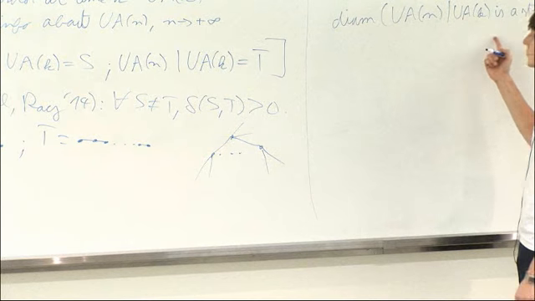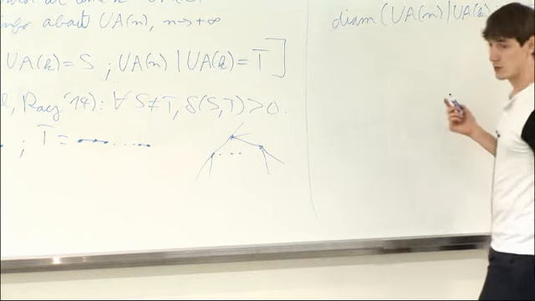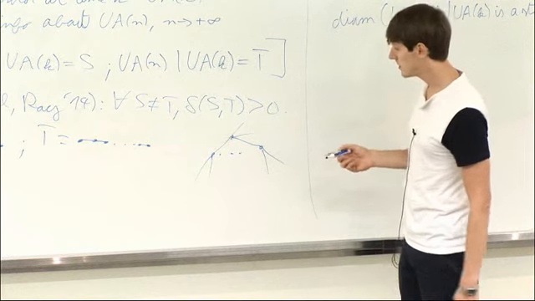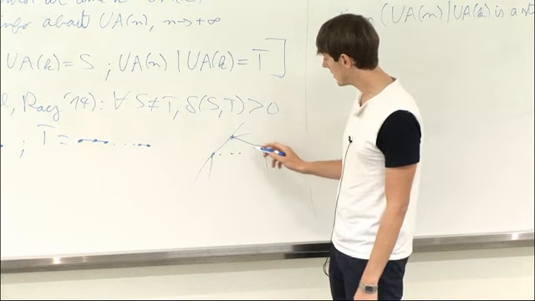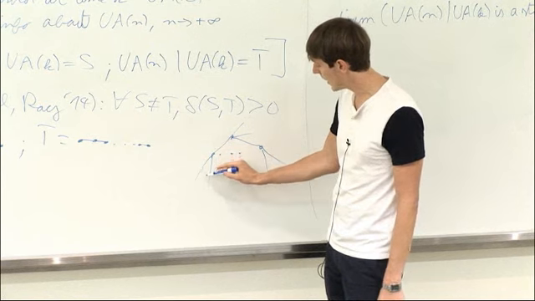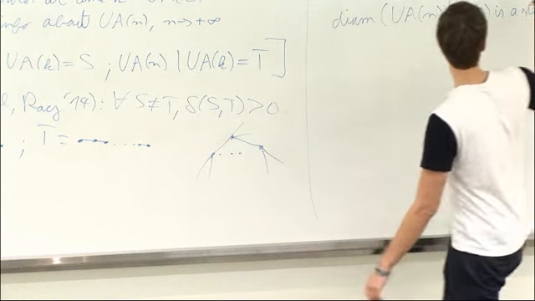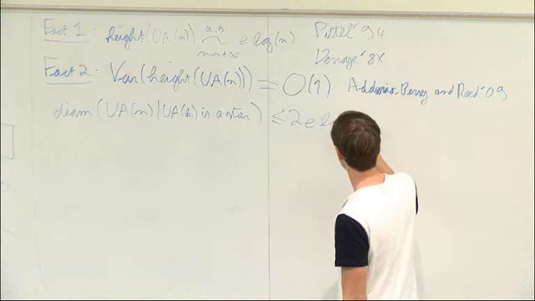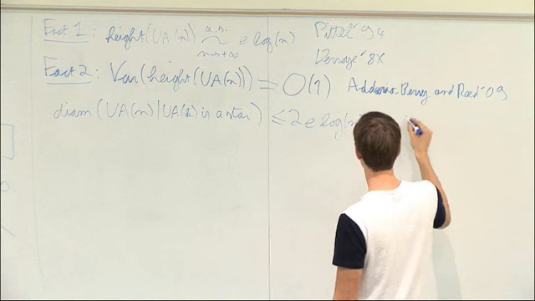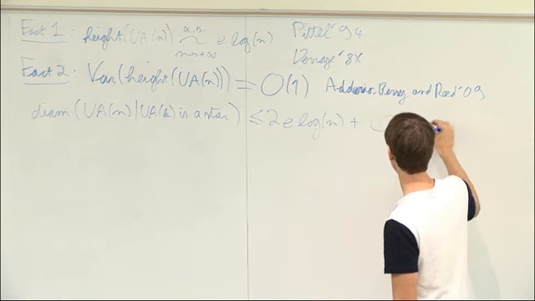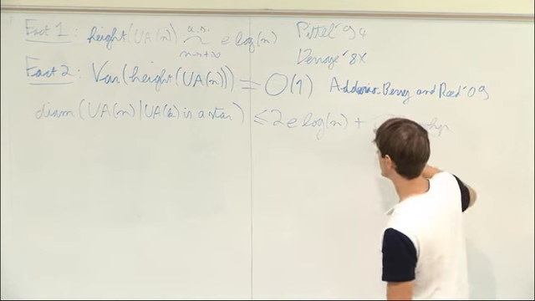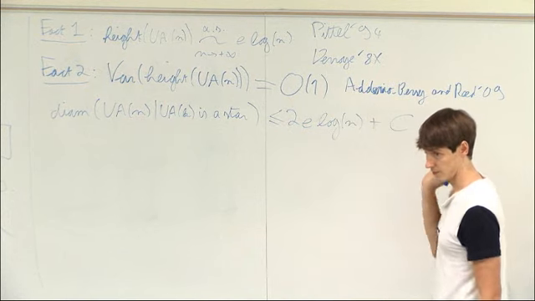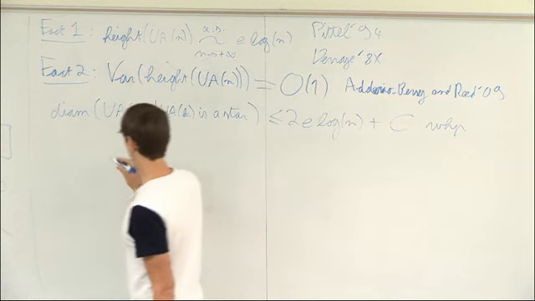The diameter in a tree is at most twice the height, okay? And here the height is going to be bounded by e log n plus a constant. So the diameter is going to be bounded by 2e log n plus some constant with high probability. And the plus constant is because of this result. Okay, good. All right, so that's clear.